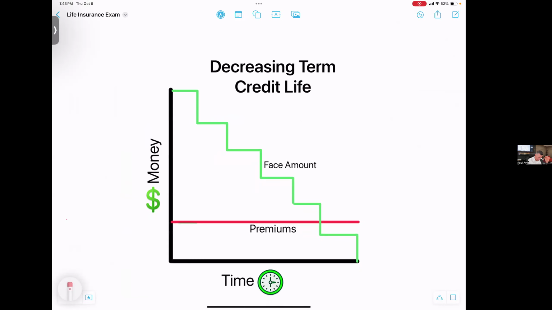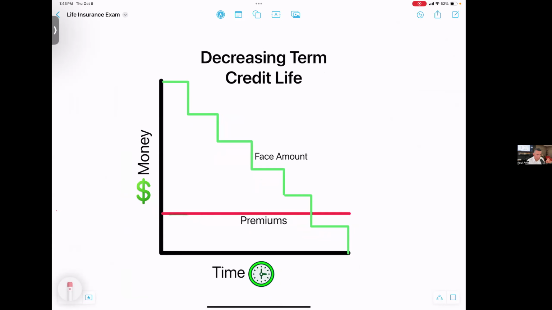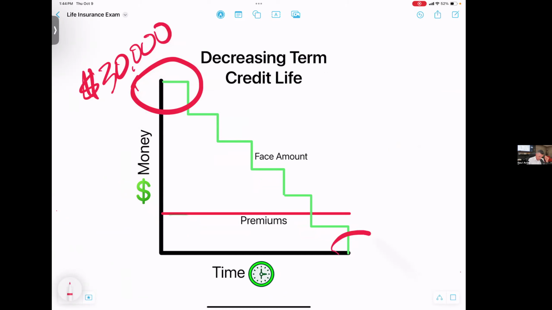Okay, so what is credit life? Let's talk about credit life. What is credit life? Usually used for people who want to pay off their debt. So let's say right here they got a policy that covers them for they borrowed $30,000, let's say. When the term is over is when they should have paid off their loan, so now they don't need that much coverage because they don't owe any money.